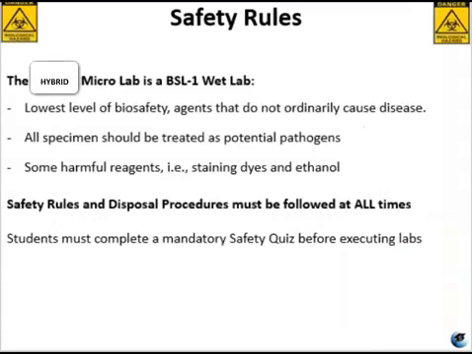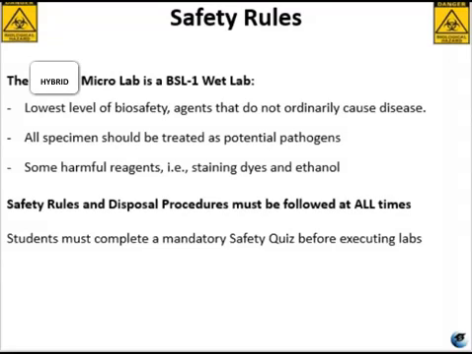So let's talk about safety. The on-site micro lab is a BSL-2 lab where we work with pathogens, but it's been retooled such that it's a BSL-1 lab. So BSL means biosafety level. Biosafety level 1 is the lowest level of biosafety that applies to agents that do not ordinarily cause human disease. However, please keep in mind that all specimens that you will handle, culture, or work with should always be considered a potential pathogen. So you want to be careful. Even though it's a BSL-1 lab, you still want to treat it as if you're working with pathogens.